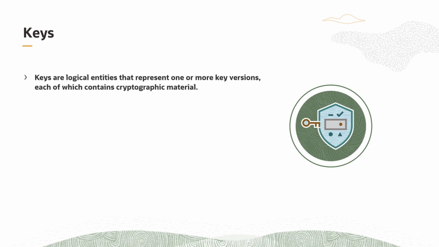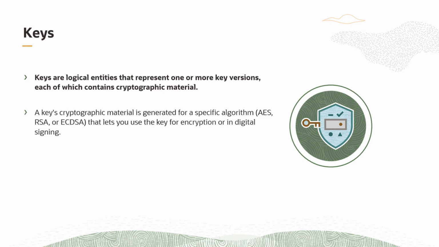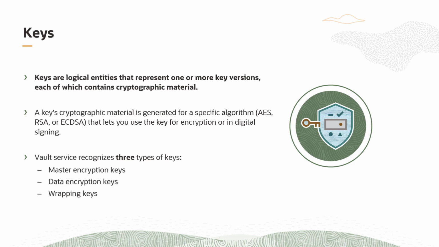Keys are logical entities that represent one or more versions of cryptographic material. These keys are generated for a specific algorithm. You can create and use AES symmetric keys or RSA asymmetric keys for encryption and decryption. Additionally, RSA or ECDSA asymmetric keys can be used for signing digital messages. In the Vault service, there are three conceptual types of keys: master encryption keys, data encryption keys, and wrapping keys. Let's take a closer look at each of these.